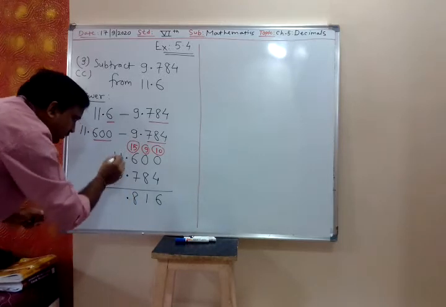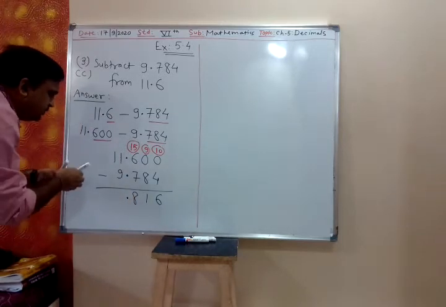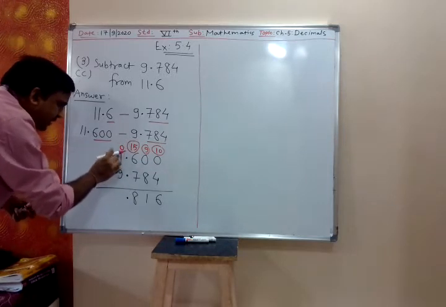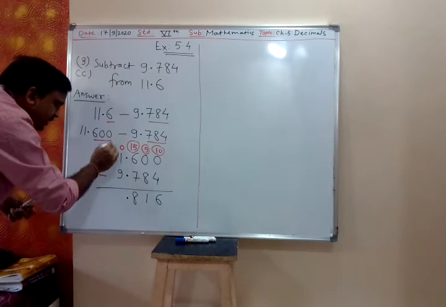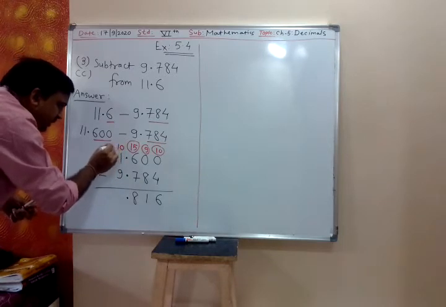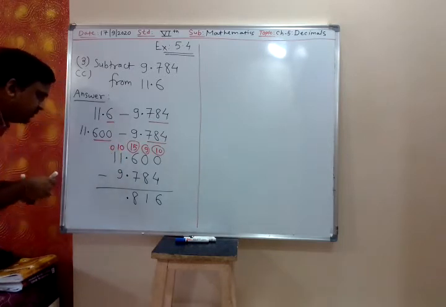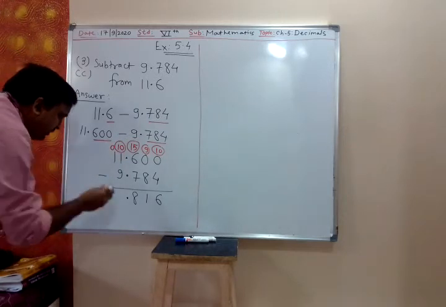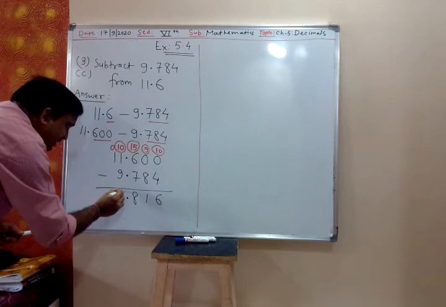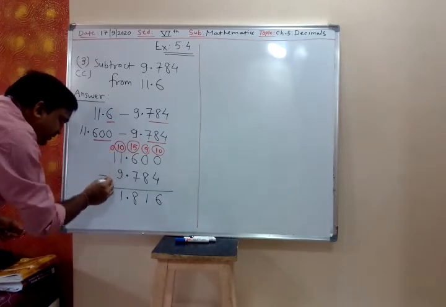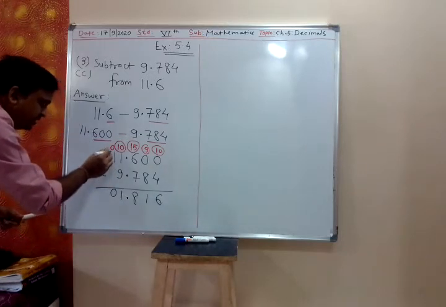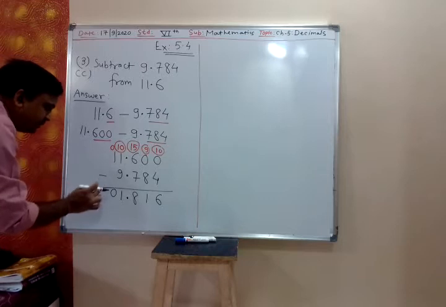Then point. Now 1 was carried, so this becomes 0. Now 0 is smaller than 9. So 1 is carried, it becomes 10, and the 1 becomes 0. So 10 minus 9 is 1. Then 0 minus 0 is 0, because 1 was carried, so in place of 1 it will be 0.